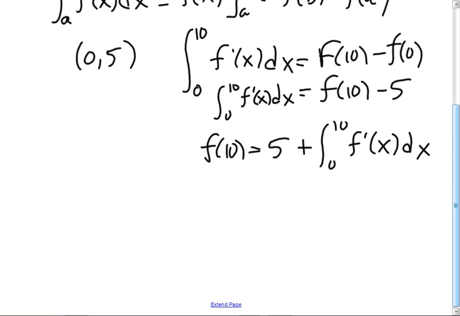The minute they give you an initial condition, they tell you one point, and they say, find another one, this is what you're going to do. And it's every time. So if you can recognize those in free response questions, that's great.